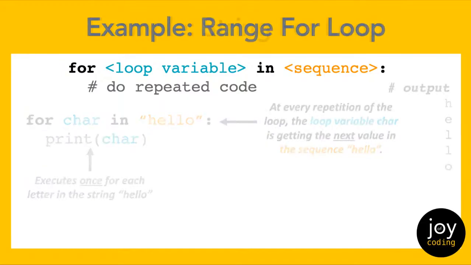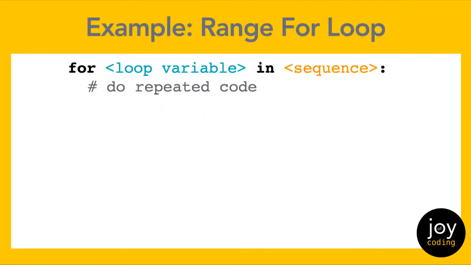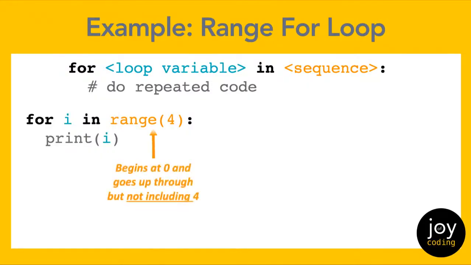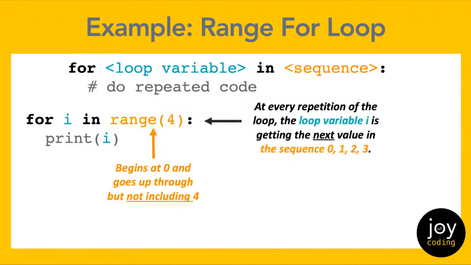Let's look at another example. So we've already looked at range for a for loop. Let's look at a slightly different version. So here I have for i in range(4), print i. My range function is going to begin at 0 and go up through, but not including the number 4, which means at every repetition of my loop, the loop variable is getting the next value in the sequence, 0, 1, 2, and 3, because it starts at 0 and goes up through, but not including 4. So the output of this loop is going to be 0, 1, 2, 3.